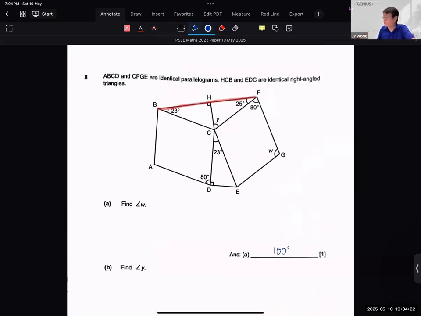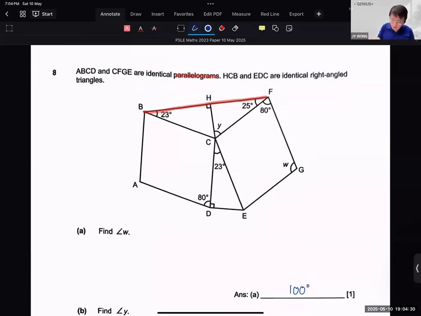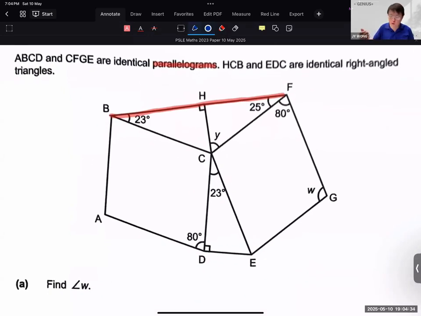Now, how do we find angle W here? Angle W for 1 mark is very straightforward. These are identical parallelograms. So one common pet peeve of mine that if you're my student, you know I always go at you for angle questions. What is it?